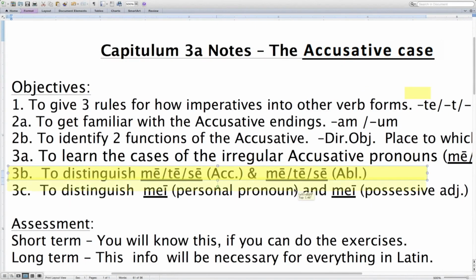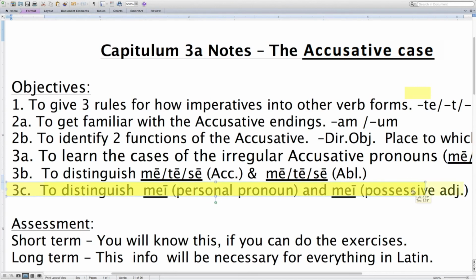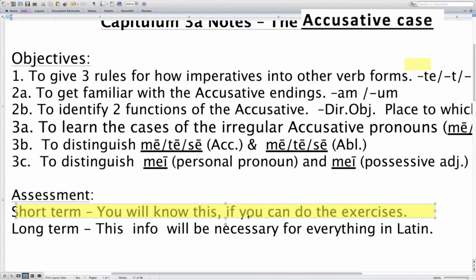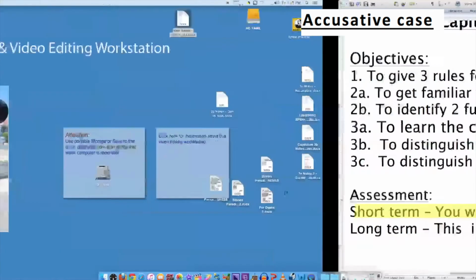To distinguish mei as a standalone personal pronoun and mei as a modifying possessive adjective: well, this one on the left is translated of me. That one on the right is translated of my. Alrighty, so that's it. So hopefully now you're an expert on imperatives and accusatives.